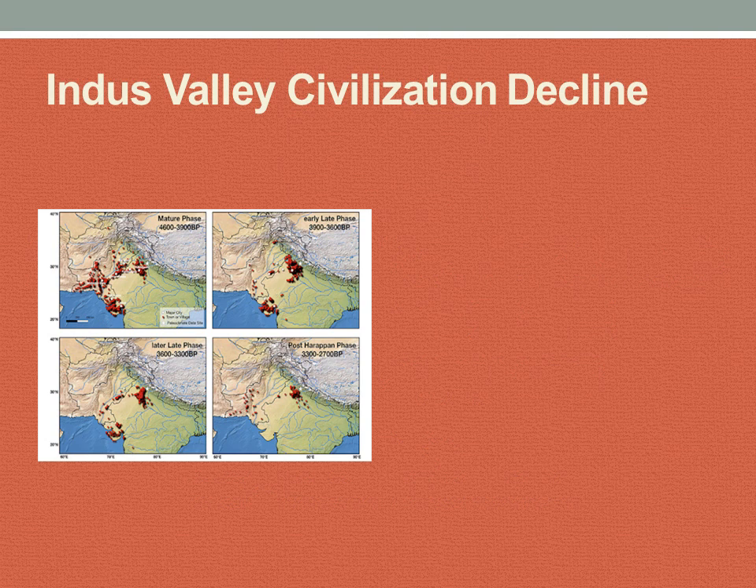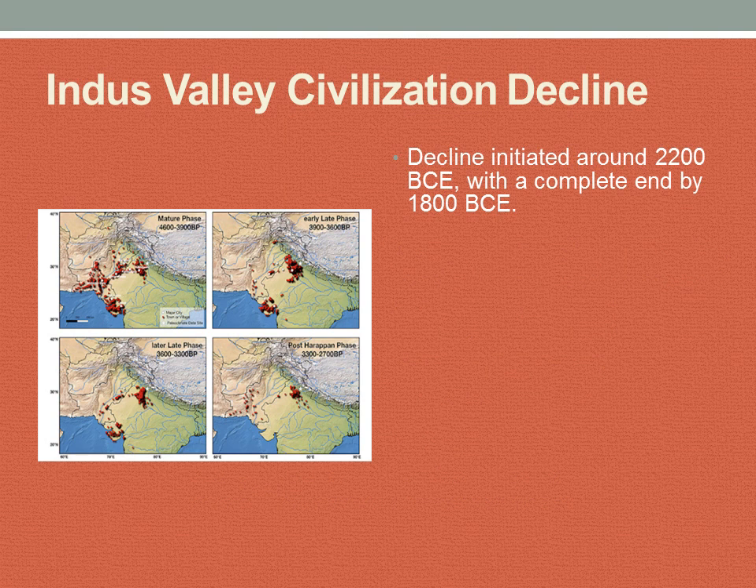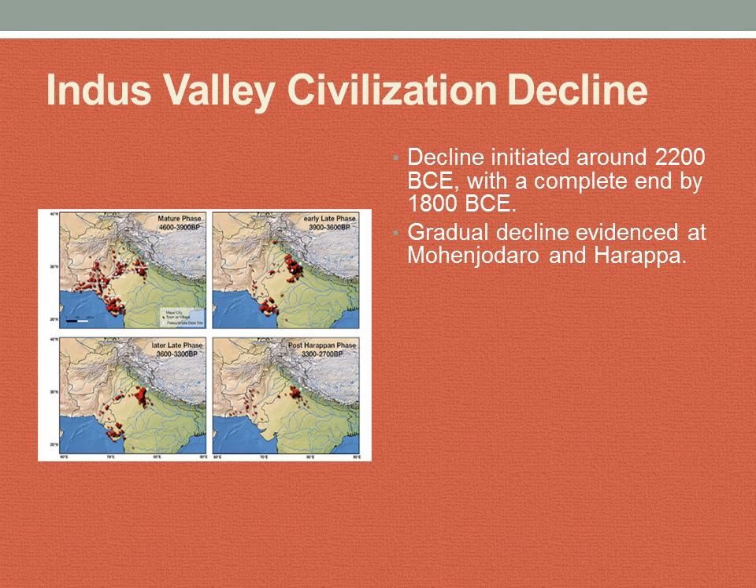Now, Indus Valley Civilization decline. Decline was initiated at around 2200 BC and it completely ended by 1800 BC. In the map on the left hand side, you can see different phases of Indus Valley culture along with the sites which existed in those phases.